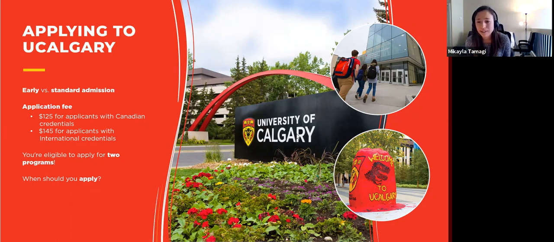Now, when you apply to University of Calgary, you can actually select 2 program choices on your application. The first program should be the thing that you want to study the most, and the second program should be something that is of interest, but that has a slightly lower competitive average. I will get into what that means in a couple of slides.